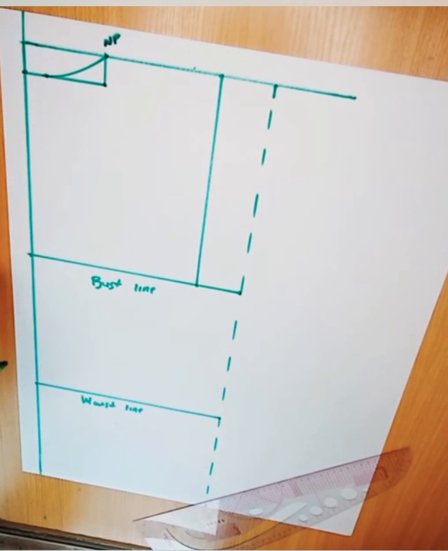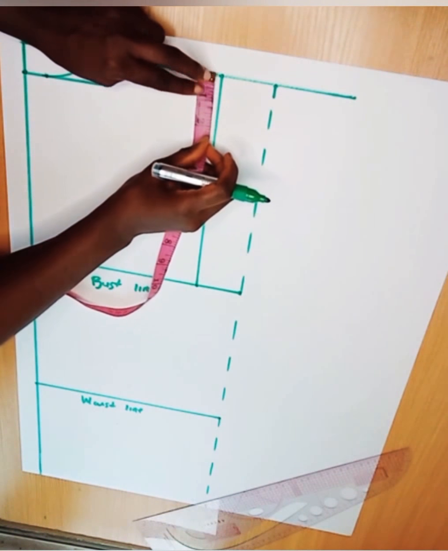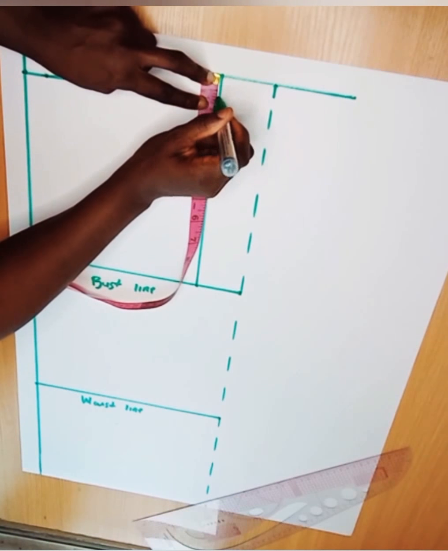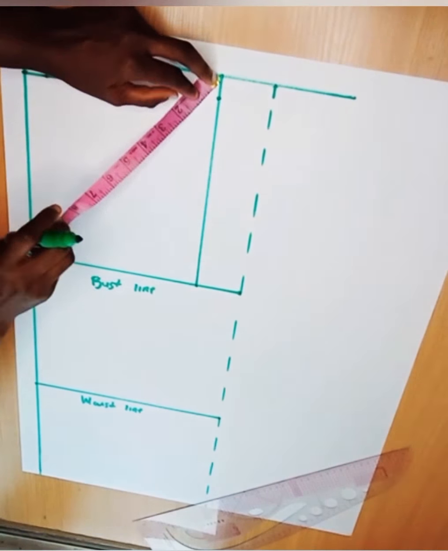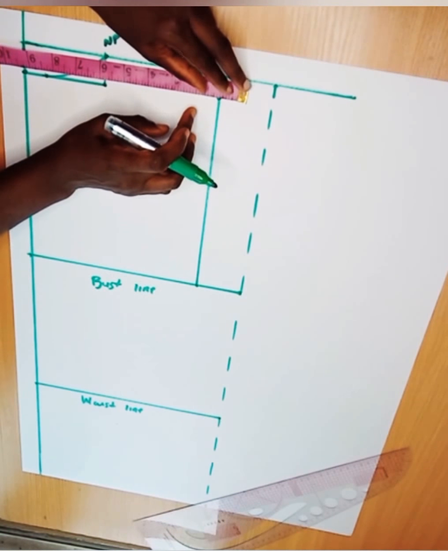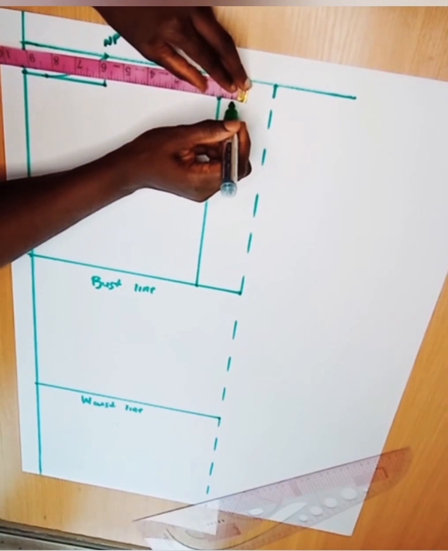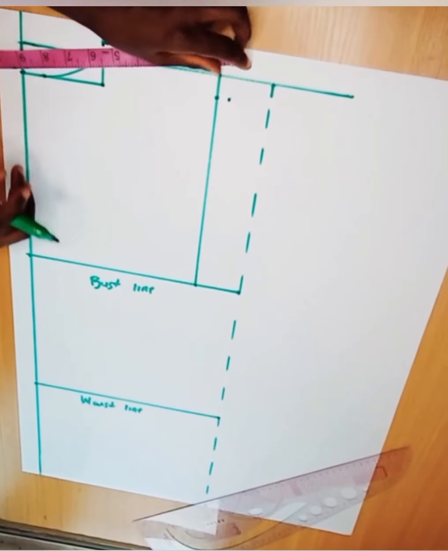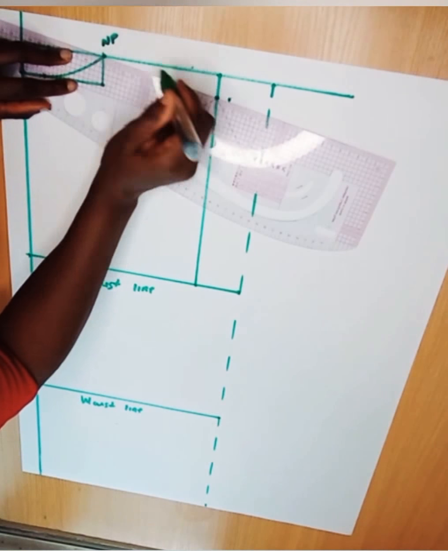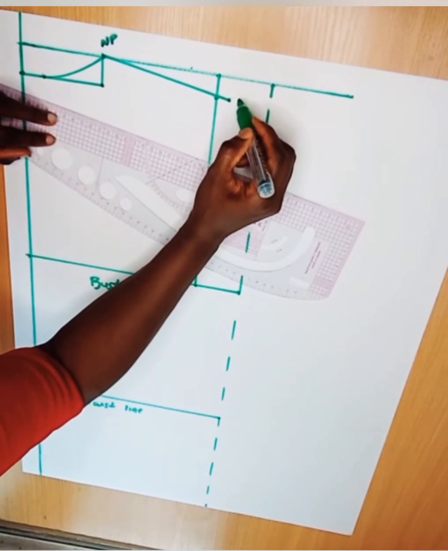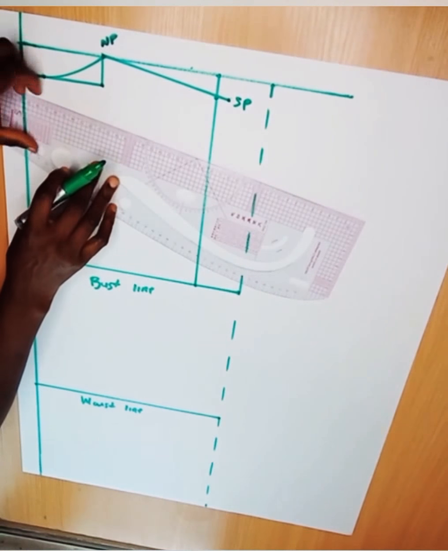So we insert the shoulder slope of 3/4 inch. And then we extend the shoulder by 1/2 inch. Now connect to the neck point. Now this is SP, shoulder point.